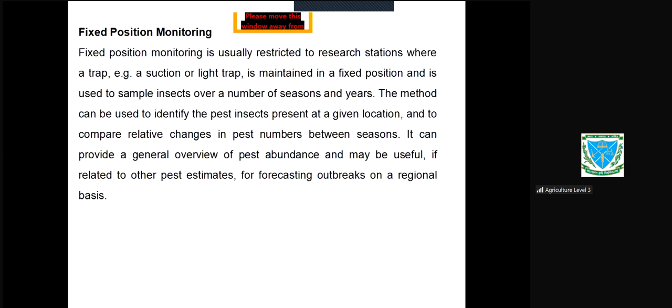By field-based monitoring, a large area is covered, but in fixed position monitoring, only a certain area is covered. The data can be used for big areas in case of field-based monitoring for forecasting, but the data of fixed position monitoring is applicable to forecast a small area, a certain region. The data can be compared among different regions in field-based monitoring, but in fixed position monitoring, the data can be compared among different seasons or years, not different regions. Clear? So these are the differences.